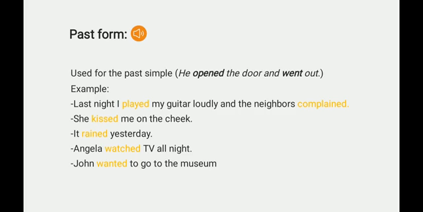Angela watched TV all night. Watched is another past form, simple past. And John wanted to go to the museum. Wanted is another past form, past simple. So we do realize that these past forms, or the past simple, like played, complained, kissed, rained, watched, wanted, all of them are the simple past. Nothing is added to it.